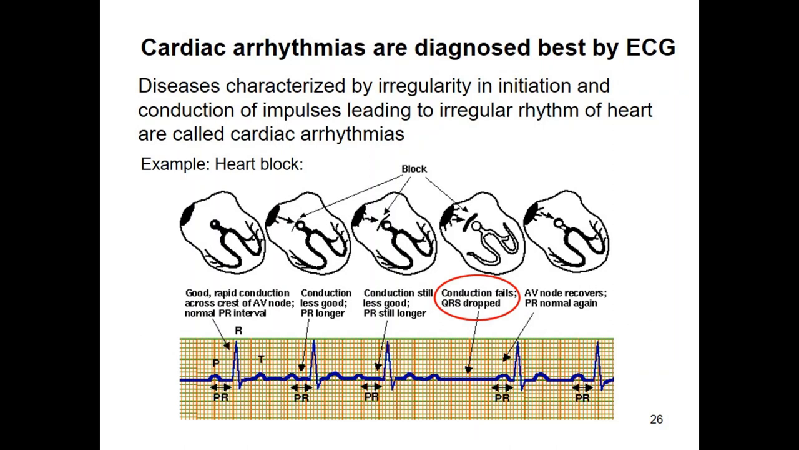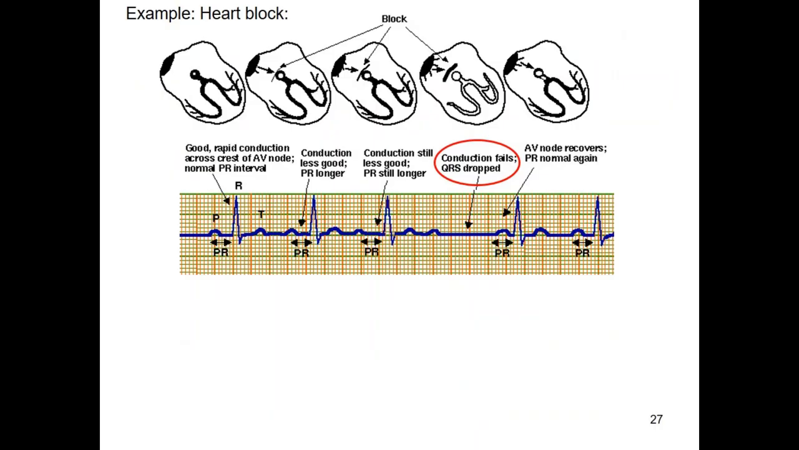This is one heart showing varied PR intervals. You can see the PR interval in each cycle is different. Sometimes one beat is missed, QRS is missed. So they're all abnormalities. If you look at such ECGs, you know that there is some abnormality. So this is called arrhythmias, or blocks, conduction blocks.